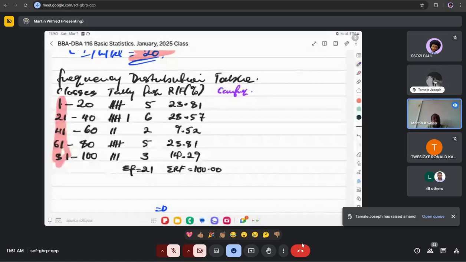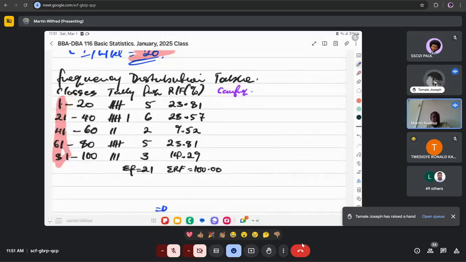Okay, what's the difference between the 21 and the 1? 21 and 1 is 20. What is your class interval? 20. So what interval have you maintained? 20. So you expect 1 plus 20 to be 20? No, that's not it. It's supposed to be 21. Okay, understood. Then, the percentage.